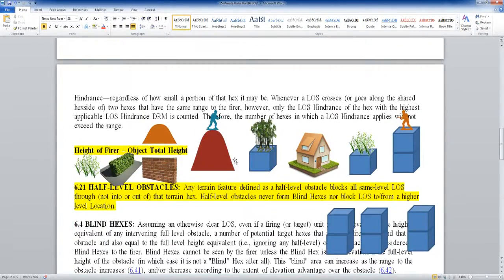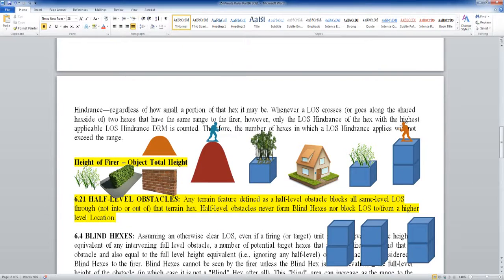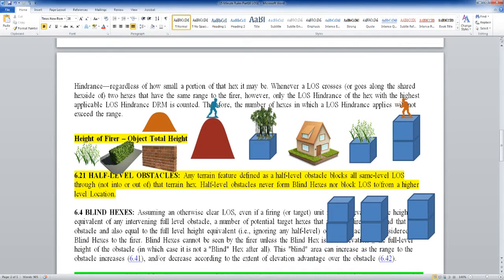First thing we're going to talk about, I'm not sure if we covered this in the last episode, is Section A of the rulebook, subsection 6.21, half-level obstacles. Any terrain feature defined as a half-level obstacle blocks all same level line of sight through, not into or out of, that hex. So half-level obstacles never form blind hexes nor block line of sight to or from a higher level elevation.